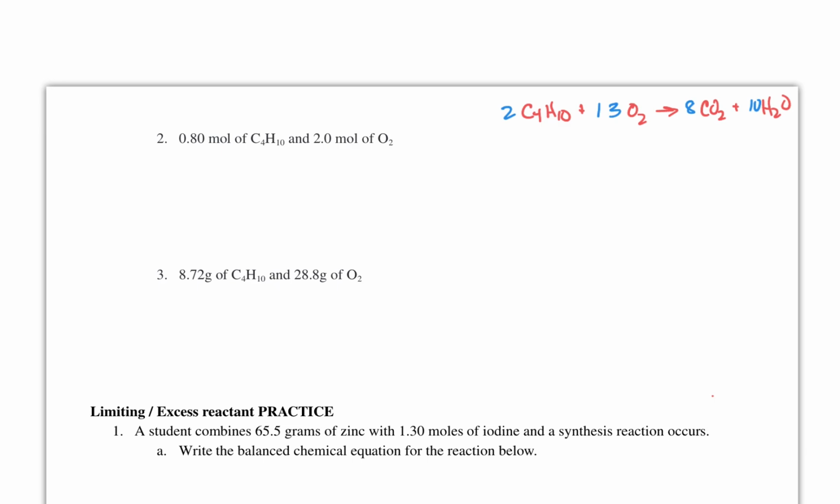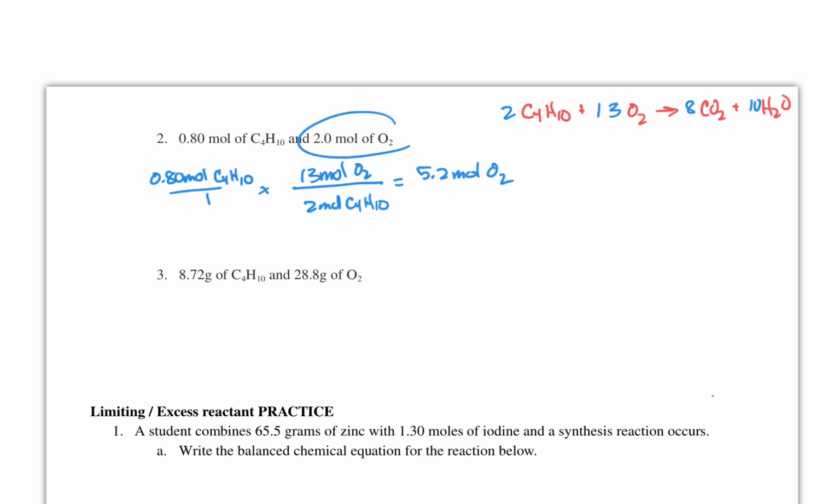Okay, in the second reaction mixture, we're starting with 0.80 moles of butane, C4H10. We're going to use the same balanced chemical equation, so for every 2 moles of butane consumed, we're going to require 13 moles of oxygen. This means that in order to consume all of the butane, I would need 5.2 moles of oxygen. I do not have 5.2 moles of oxygen, I only have 2 moles of oxygen. So I cannot completely consume the butane, which means that the oxygen gas must be the limiting reactant. That's going to stop the reaction.